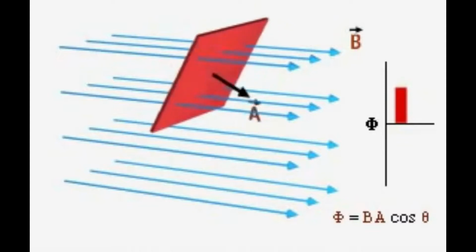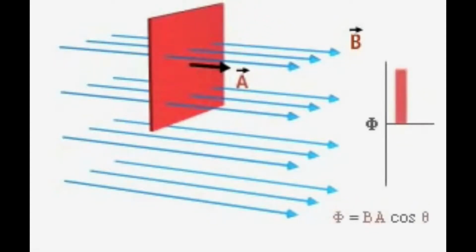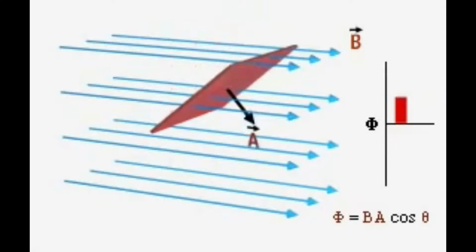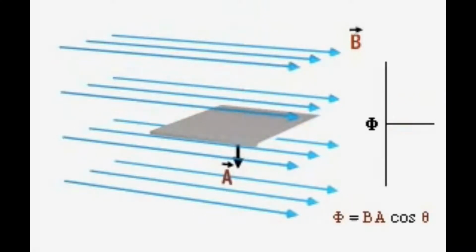When the sheet of paper is face on to the magnetic field, the line is aligned with the B field. We say that the angle of orientation is 0 degrees when it is face on. When the sheet of paper is edge on to the magnetic field, the line is perpendicular to the B field. We say the angle of orientation is 90 degrees when it is edge on.